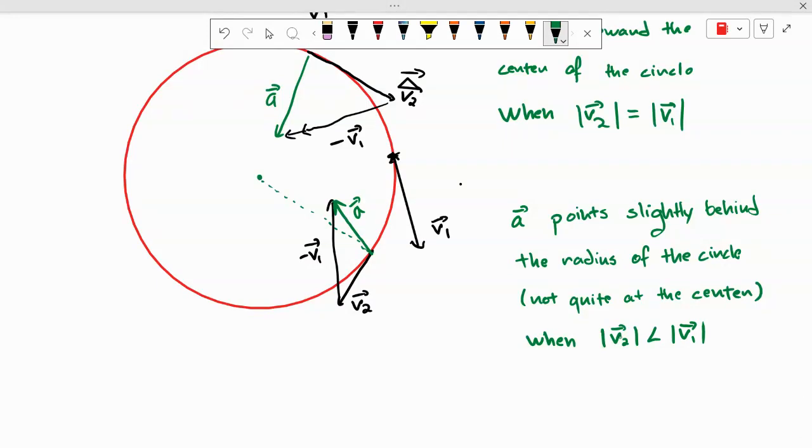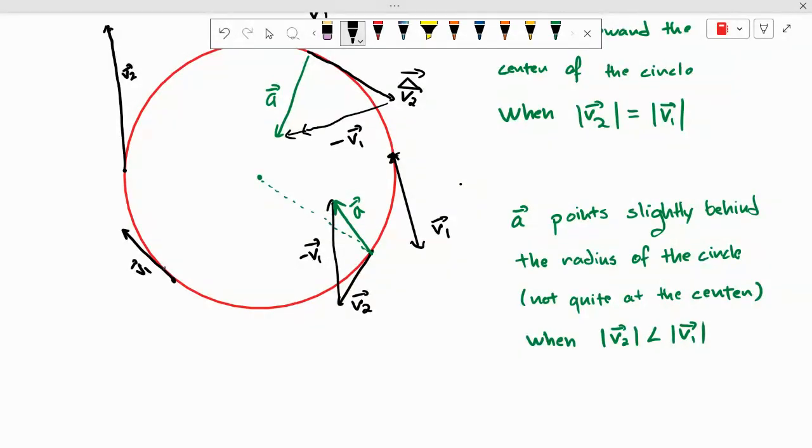So when a particle is slowing down around the circle, its acceleration is not going to point towards the center of the circle. It's going to point towards the center of the circle and slightly behind. So moving on, you can imagine now that we're going to cover the scenario in which it starts speeding up around a circle. So hopefully this works.